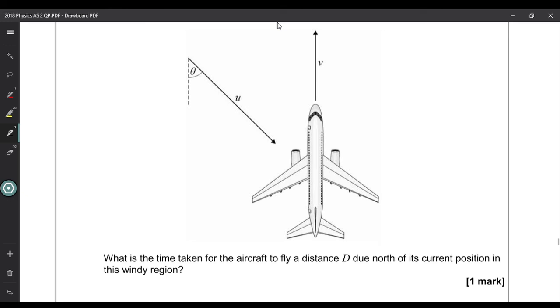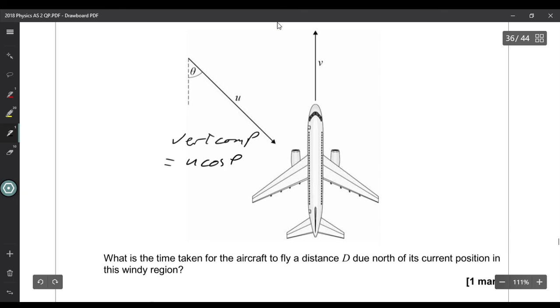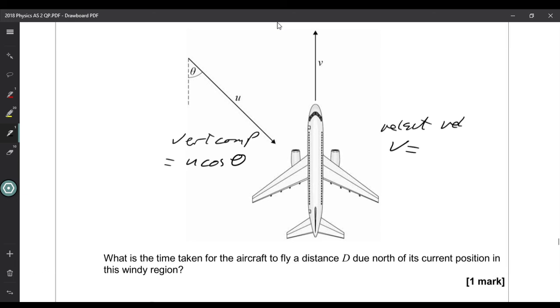find the vertical component of the wind. So because this is theta, then the vertical component is going to be u cos theta. So the resultant velocity north is going to be v minus the vertical component of the wind.